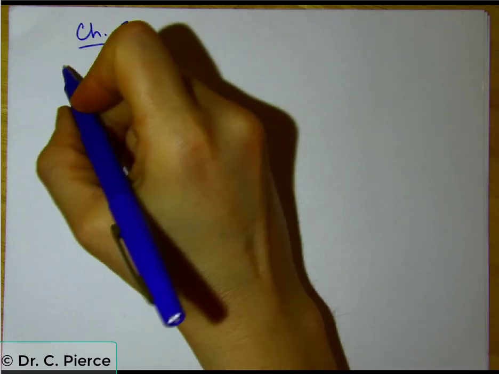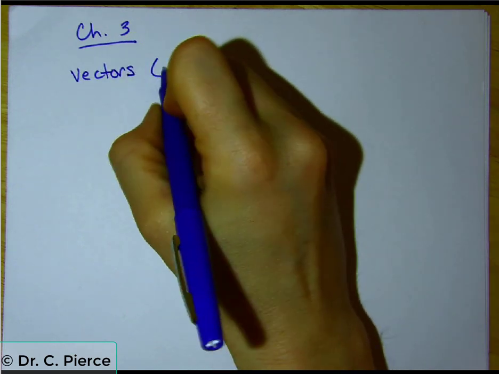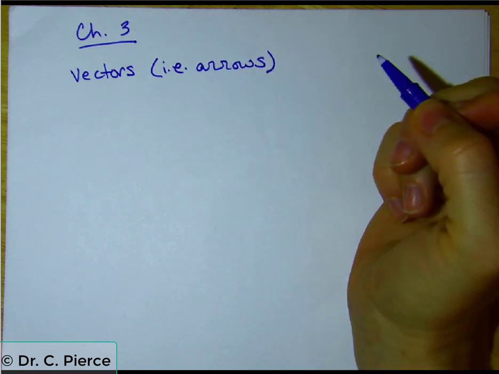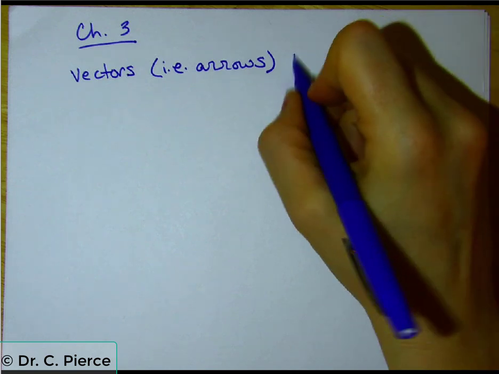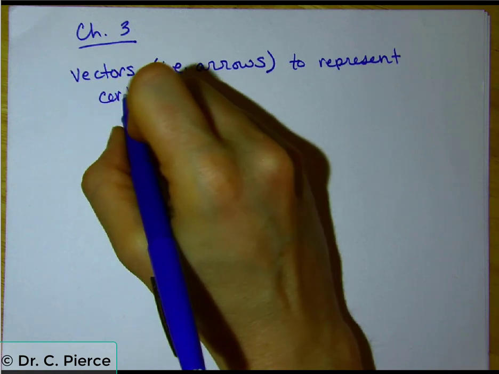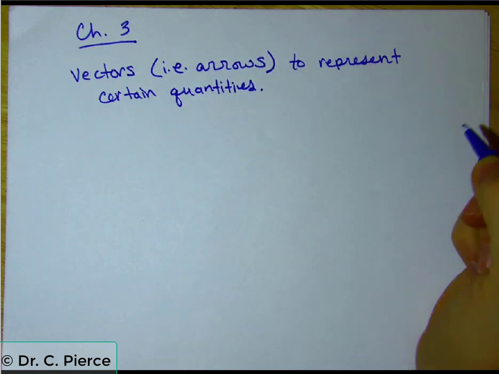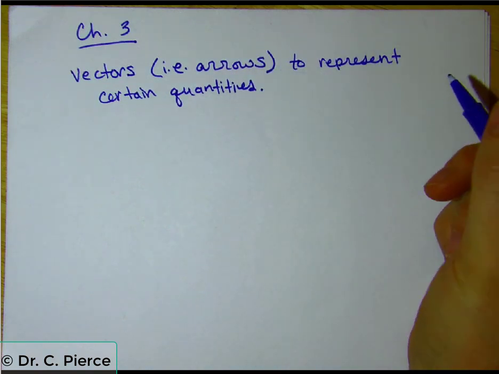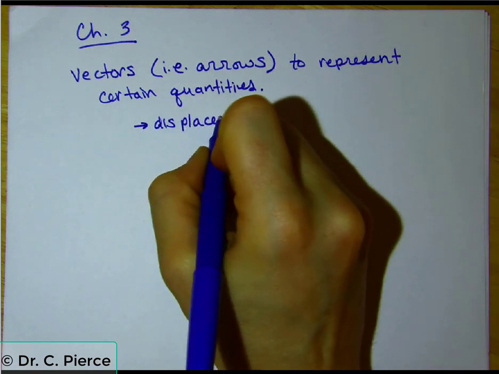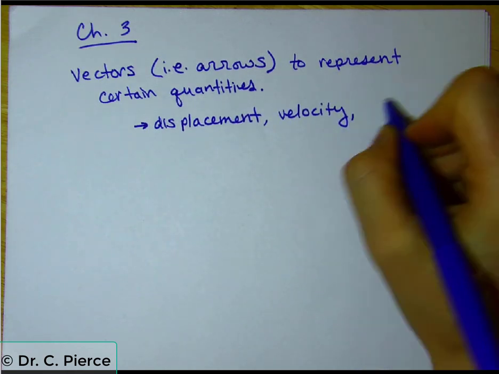For Chapter 3, let's introduce vectors, which is just our way of saying arrows. And what they're going to do is represent certain quantities. You've already been introduced to some of those quantities, such as displacement, velocity, and acceleration.